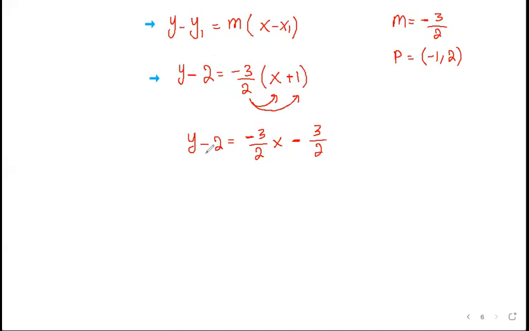Now I add 2 for both sides because I want to cancel the 2 here. So I add 2, I add 2. So now I get y equal -3 over 2x plus 1/2. Okay, -3 over 2x plus 1/2.